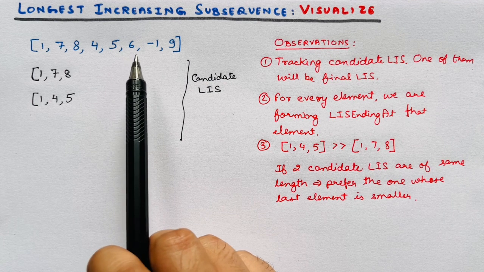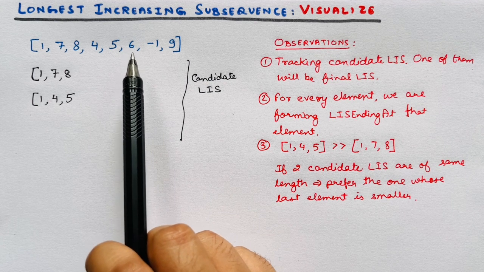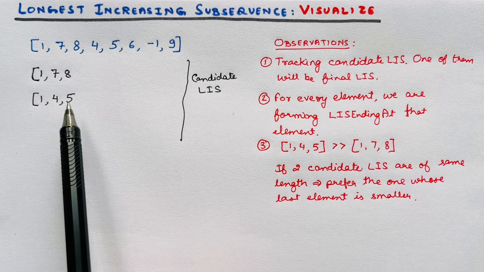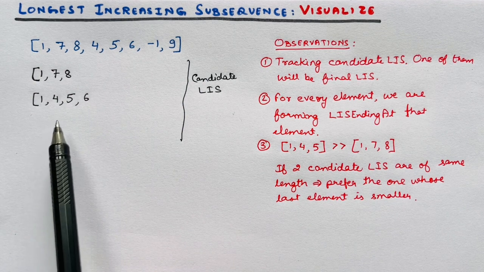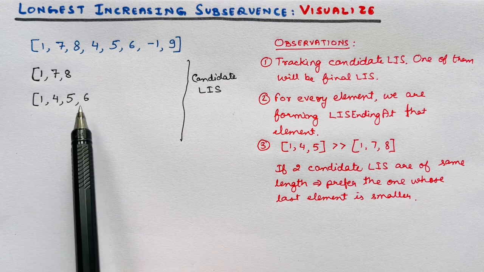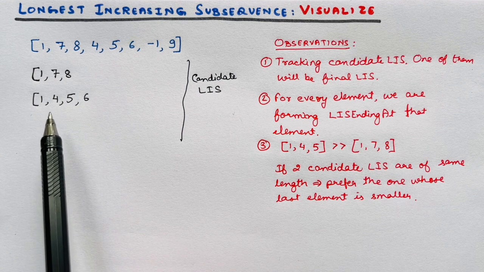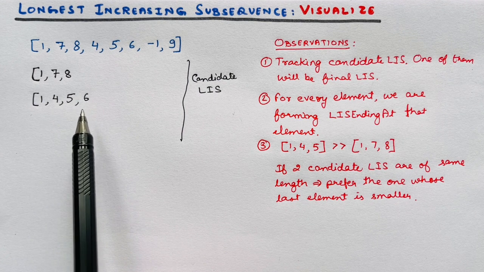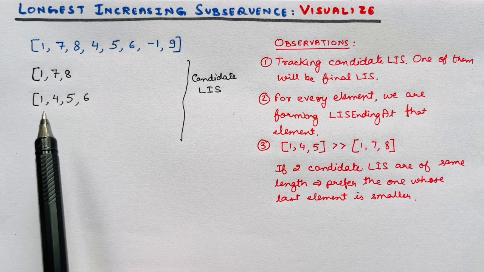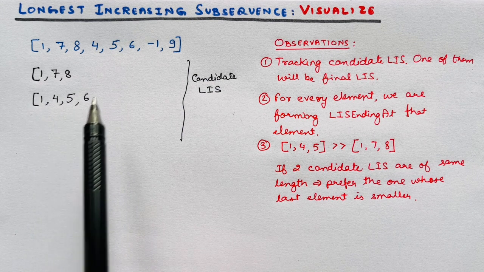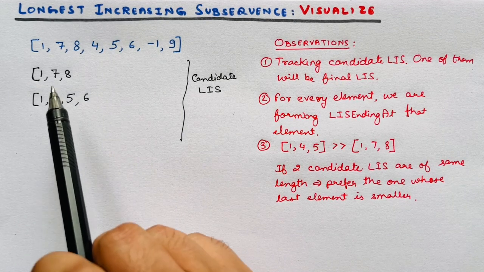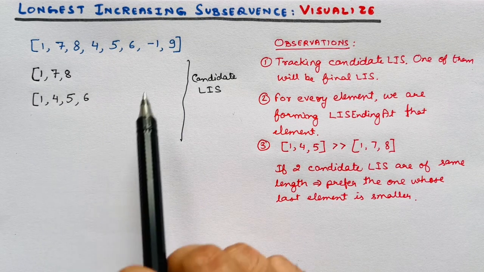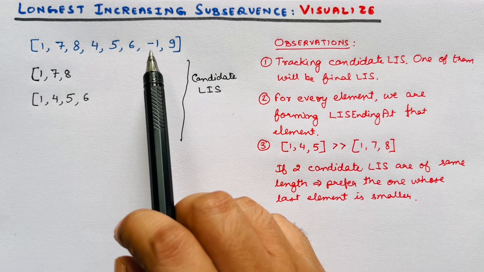Now let's move forward in the array. So now we encounter element 6. Now element 6 can become part of this subsequence. So the LIS ending at 6 is 1, 4, 5, 6 and the length of LIS ending at 6 is 4. And this is also now our final LIS till this element, because the length of this array is greater than the others now.